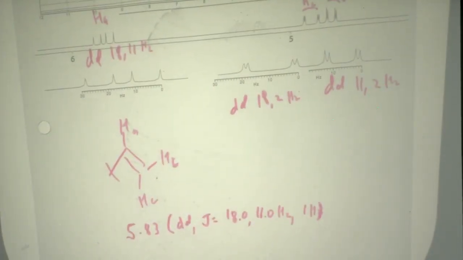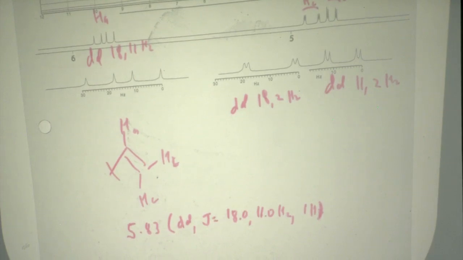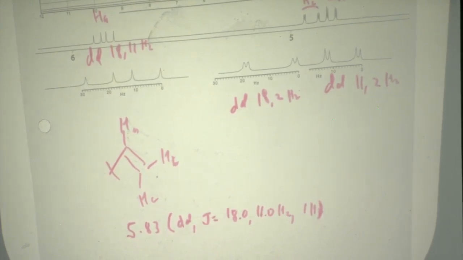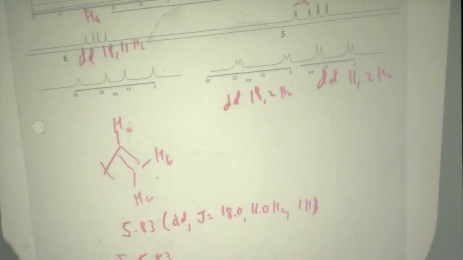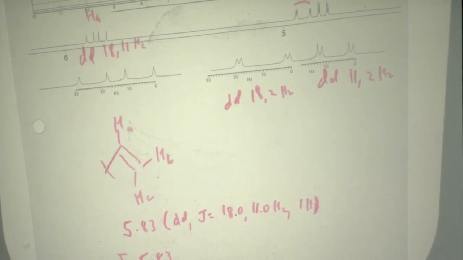Thoughts or questions on this? When you report the chemical shift, do you put a delta in front of it, or do you just say 5? Great question. The question is, do you report delta 5.83? So delta means chemical shift in ppm. So yeah, if I'm reporting an individual number, I would probably report it.